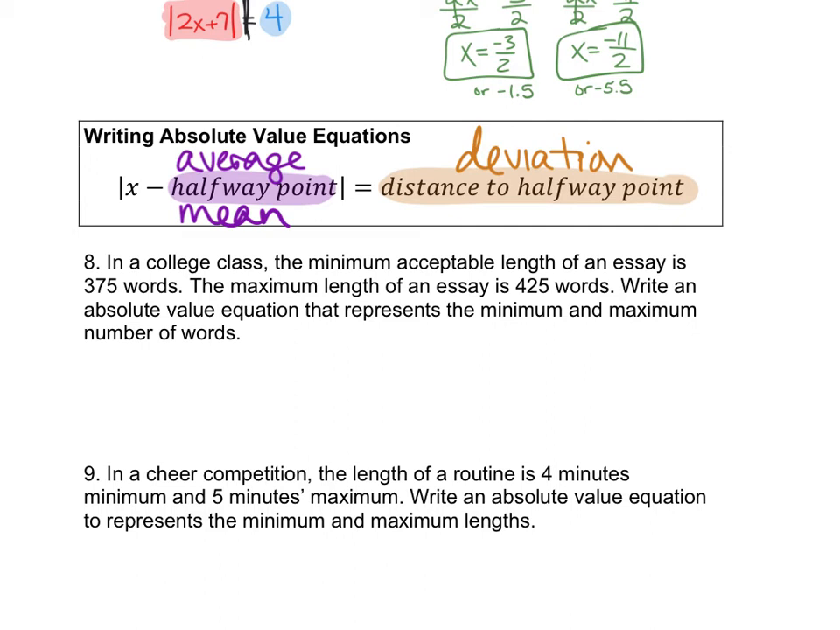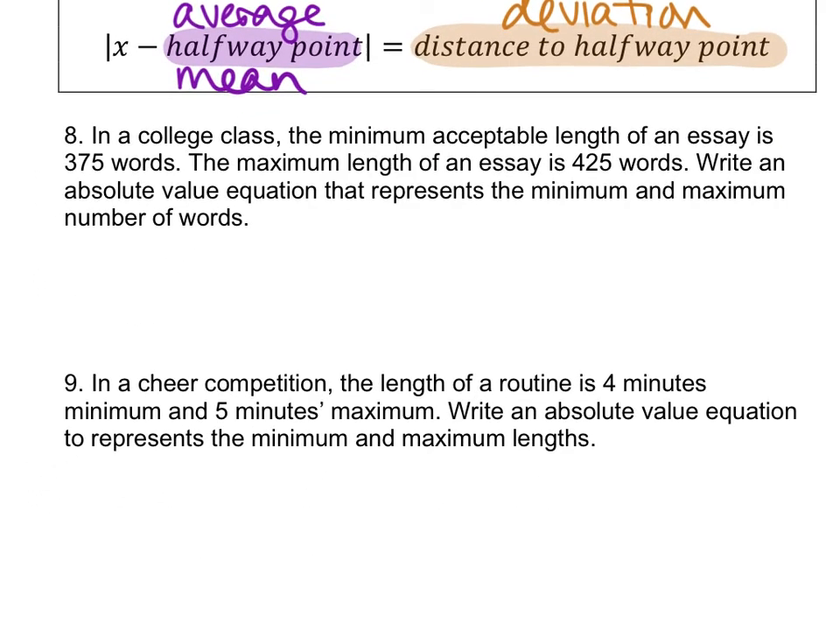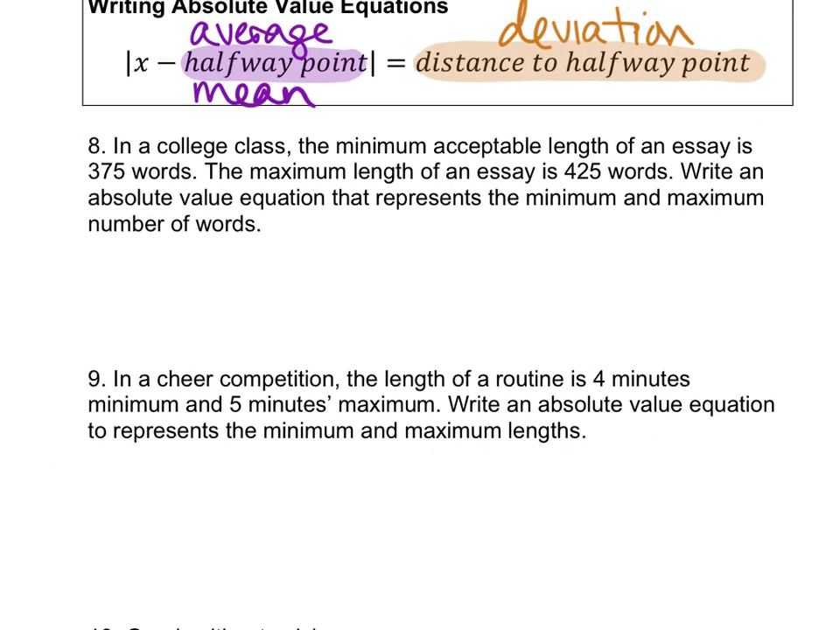So here's how we do it, there's like 18,000 different ways to do this. I find it easiest in these word problems to do the following. It says, in a college class, the minimum acceptable length of an essay is 350 words. We need that number, so circle it. The maximum length of an essay is 425 words. We need that number, so circle it. It wants us to write an absolute value equation that represents the minimum and maximum number of words.